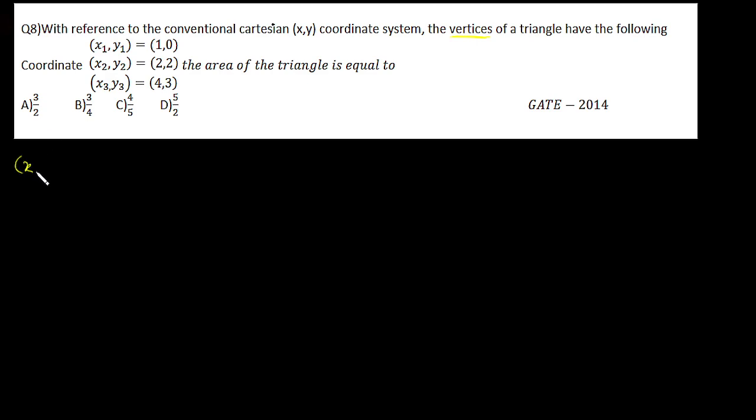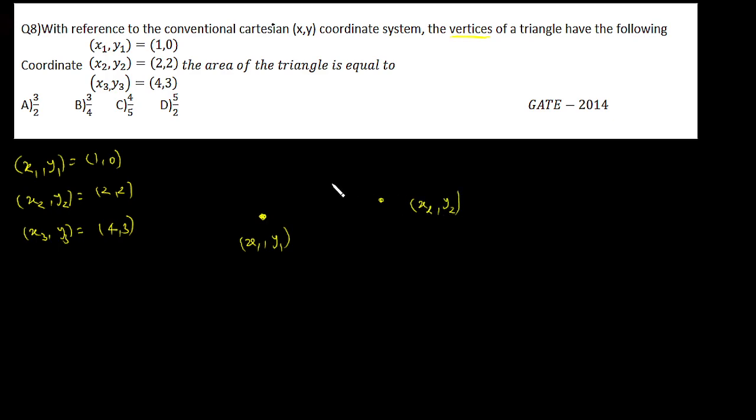let's write it. We have x1 y1 as 1 comma 0. We have x2 y2 as 2 comma 2, and x3 y3 as 4 comma 3. So let's assume our x1 y1 point is here in our Cartesian coordinates, and let's suppose this is our x2 y2 point in the Cartesian plane. And we have the x3 y3 point here.